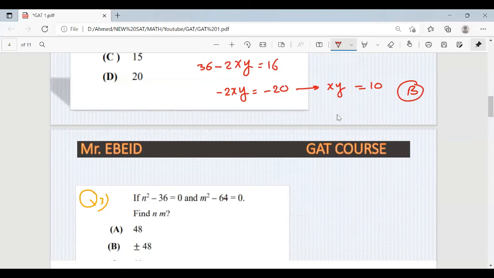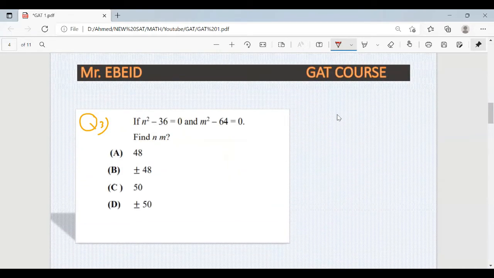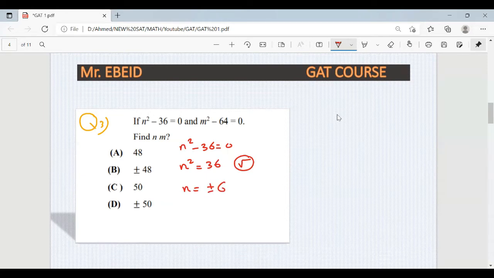Let's move to question 3. If n squared minus 36 equals 0 and m squared minus 64 equals 0, find n times m. The first equation is n squared minus 36 equals 0. So add 36 to both sides, so n squared equals 36. Take the square root of both sides, so n equals positive or negative 6. The same for the other equation, m squared minus 64 equals 0, so m squared equals 64. Take the square root, so m equals the square root of 64, so it will be positive or negative 8.